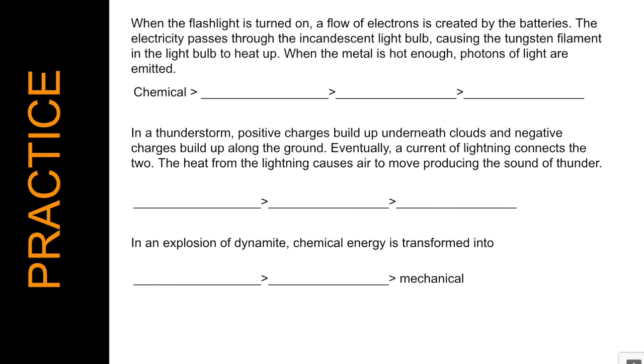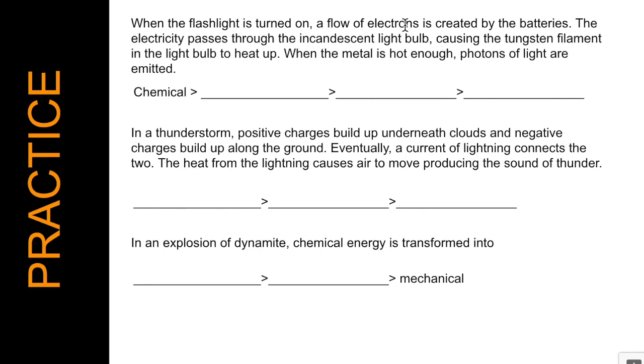Okay, so when a flashlight is turned on, a flow of electrons is created by the batteries. The electricity passes through the incandescent light bulb, causing the tungsten filament in the light bulb to heat up. When the metal is hot enough, photons of light are emitted. So we're going to start with chemical energy. Chemical energy is the energy stored in the battery, and that is going to be converted into electric energy.